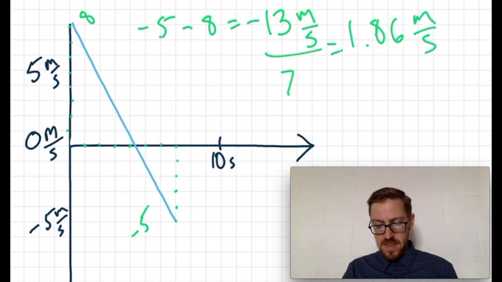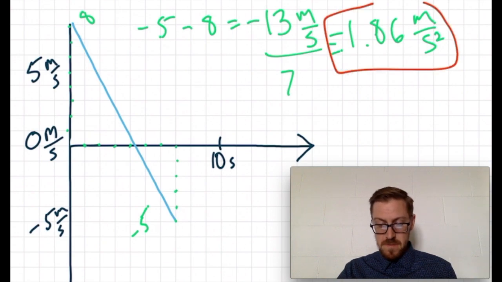meters per second squared. That's my acceleration. Oh, but I screwed something up. It's negative 13 meters over 7 seconds. This would be negative 1.86 meters per second squared.